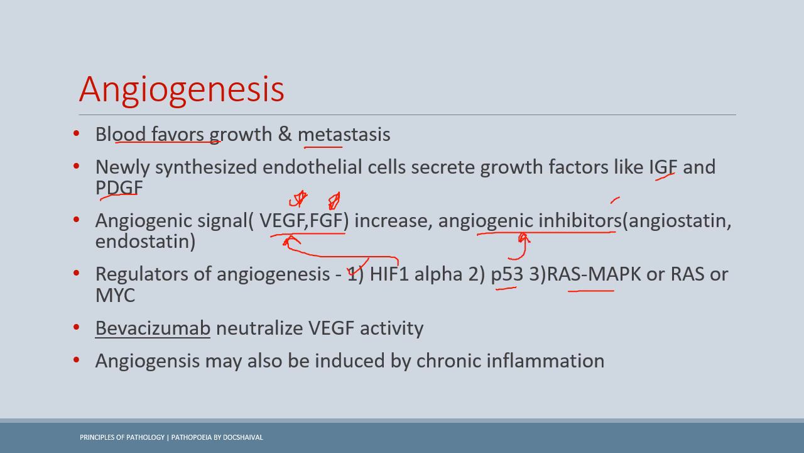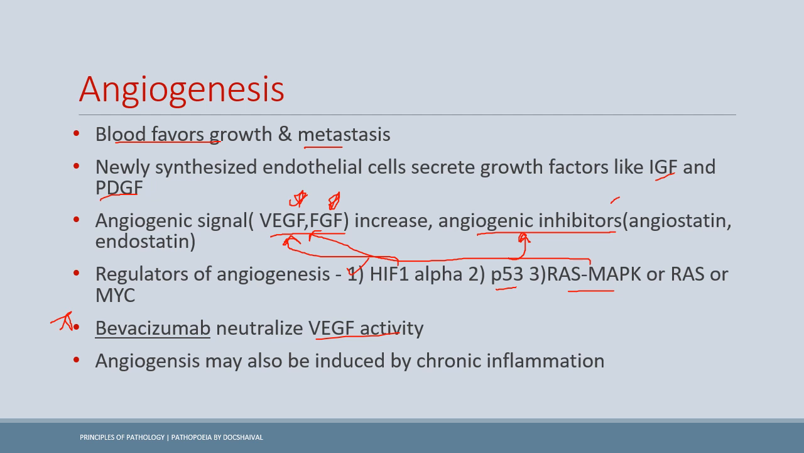Now, the RAS, MAPK, or the MYC genes, all of them cause an increase in the vascular endothelial growth factor, and hence they give the angiogenic signals. Now there is a drug which is hard to know because it ties to pharmacology, that is bevacizumab. Bevacizumab neutralizes the activity of vascular endothelial growth factor, and hence it is in trials, used to decrease the angiogenesis.